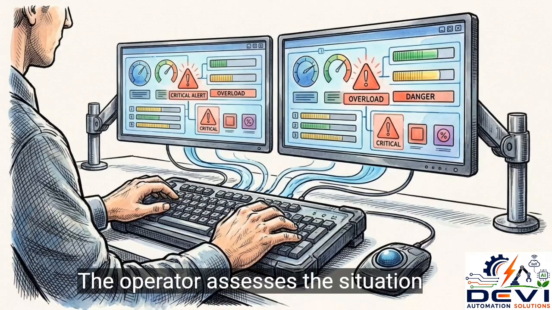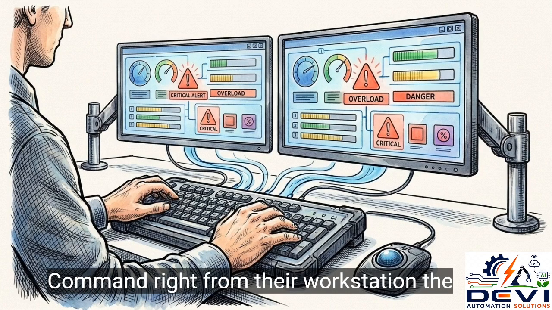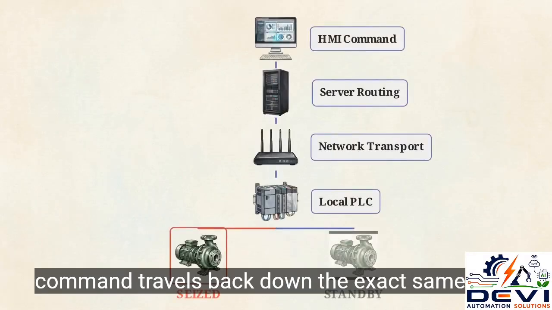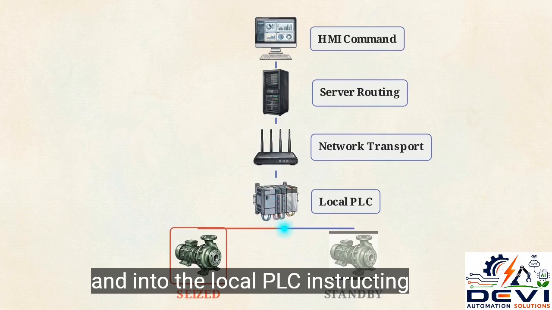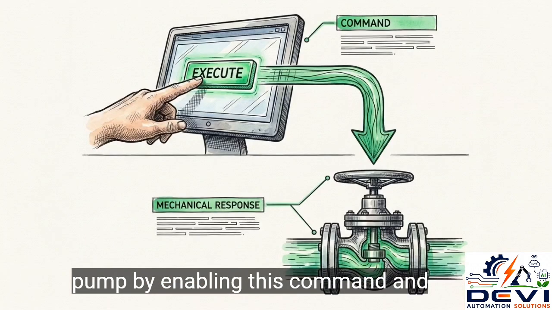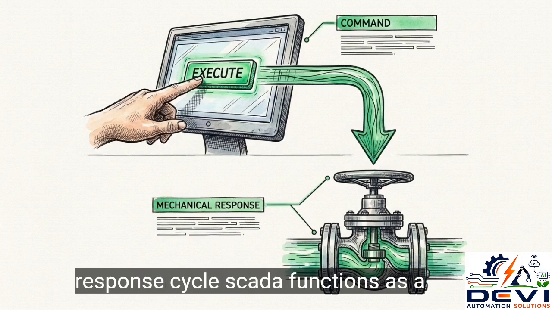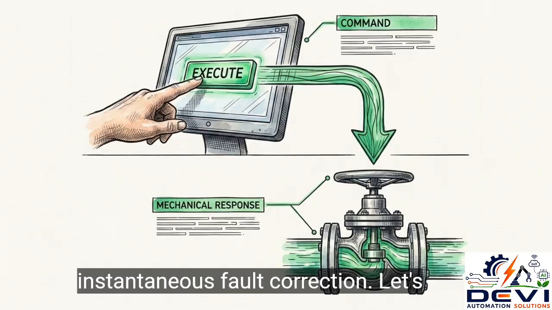The operator assesses the situation and inputs a supervisory override command right from their workstation. The command travels back down the exact same pipeline, from the server, through the network, and into the local PLC, instructing it to activate a secondary backup pump. By enabling this command and response cycle, SCADA functions as a continuous, closed-loop pipeline for instantaneous fault correction.